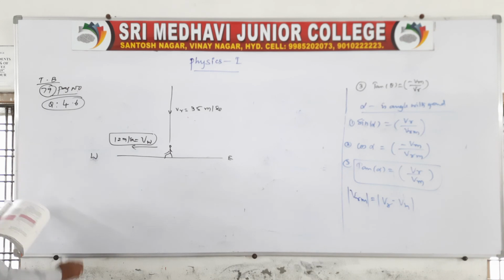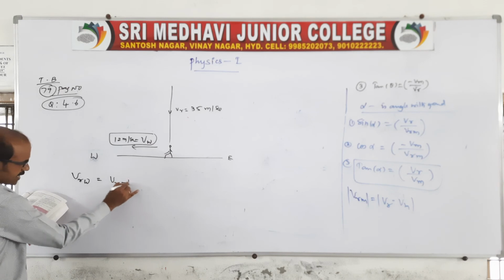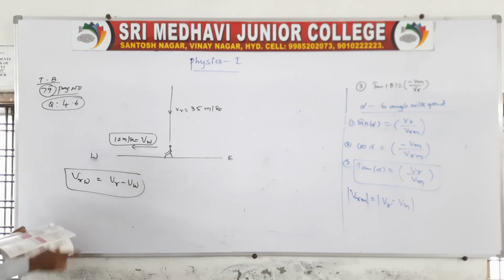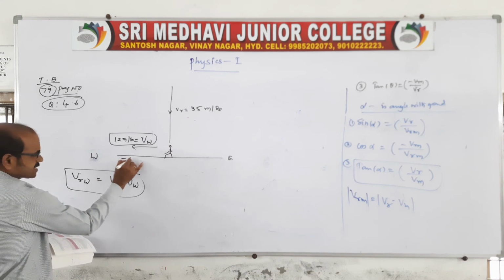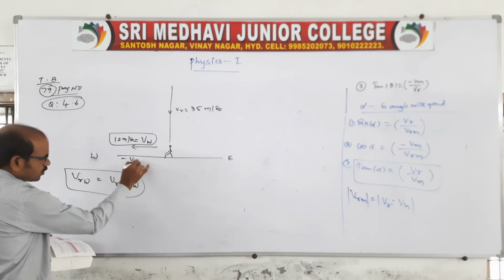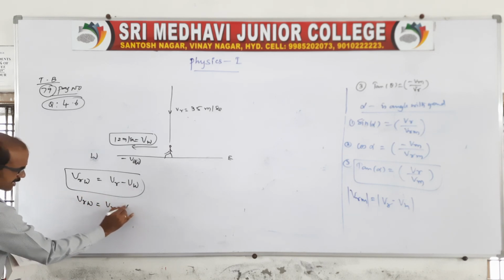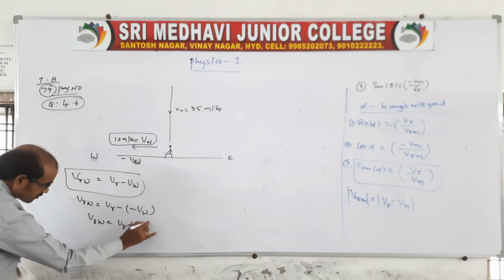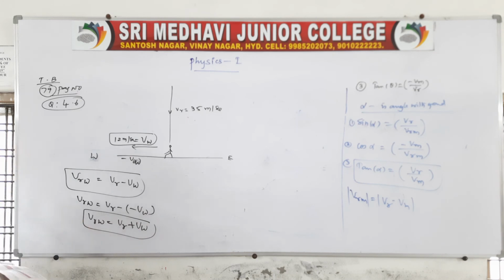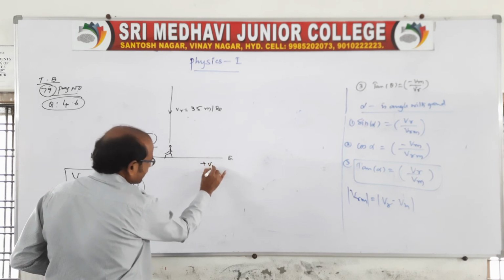We know the relative velocity of rain with respect to woman is equal to Vr minus Vm. But actually she is moving towards west, so west means minus Vw. So here you write Vrw is equal to Vr minus of minus Vw. So Vrw is equal to Vr plus Vw; this is the relative velocity of rain with respect to woman. Here the negative becomes positive, so we can say Vw is positive.